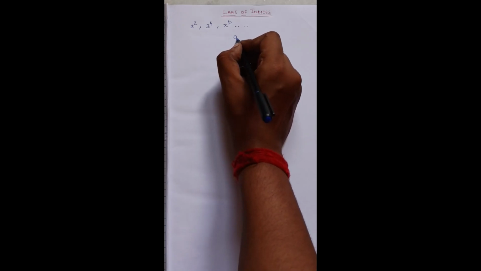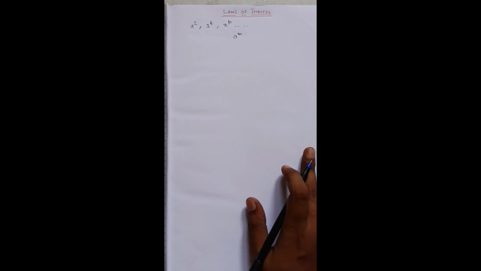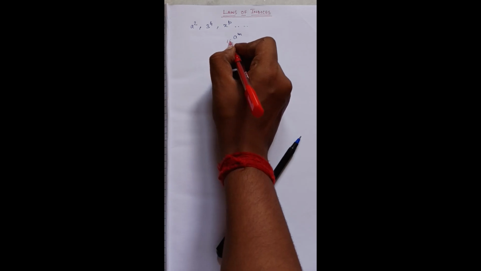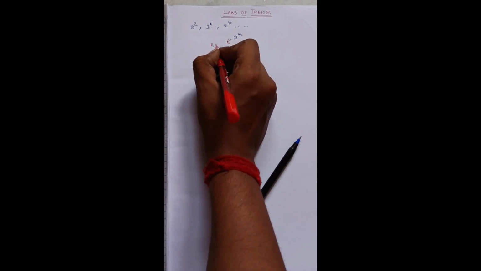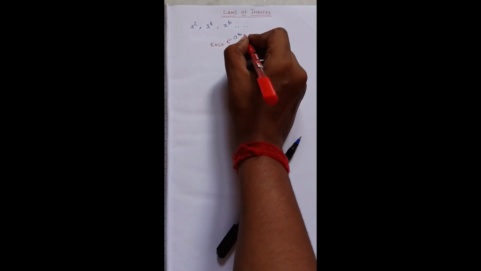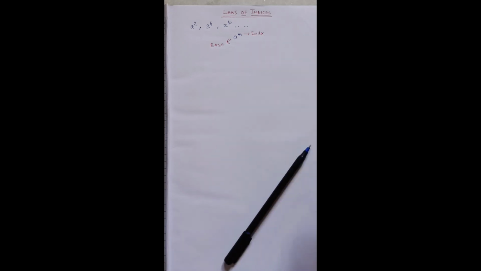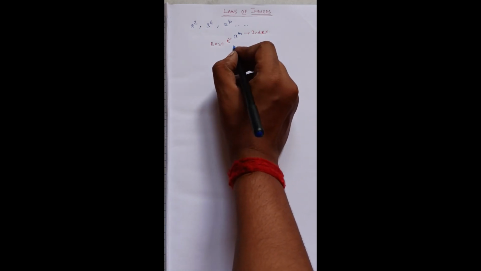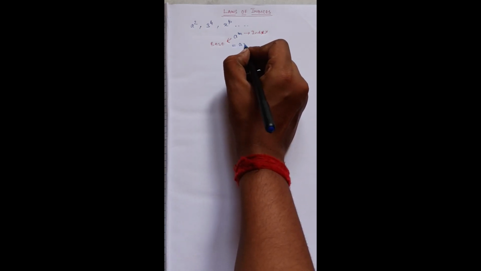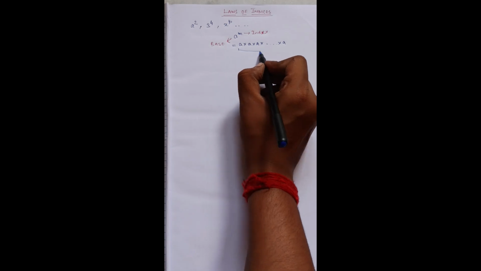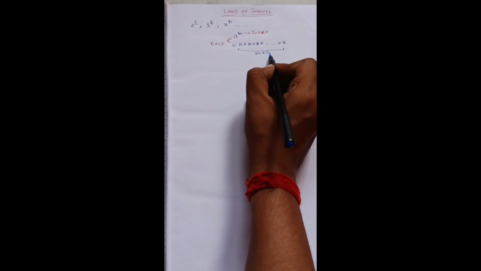Say a to the power m. So first of all, what is A? What is M? We'll say A is a base and we'll call M an index. Now, what does this mean? A to the power M means we are multiplying A M times. That is, we are multiplying A 2, 3 and so on. So we are multiplying this A M times.